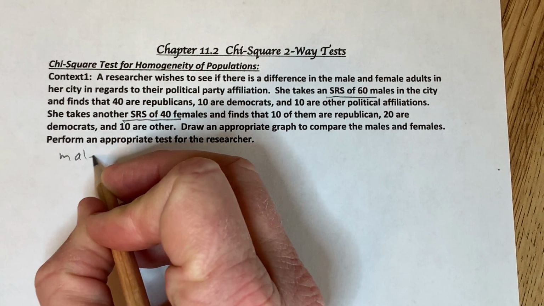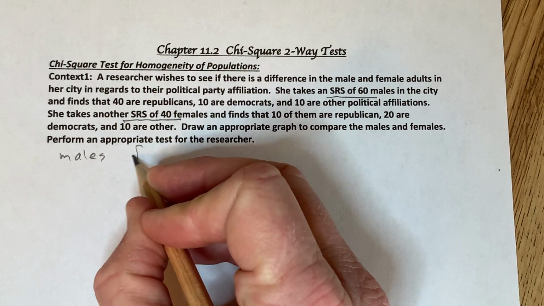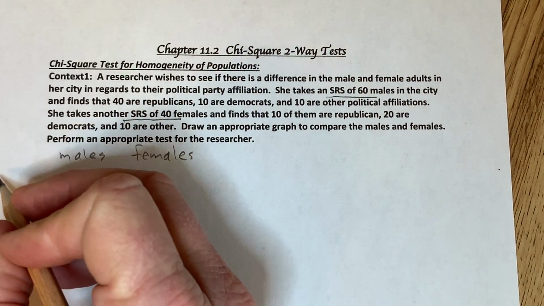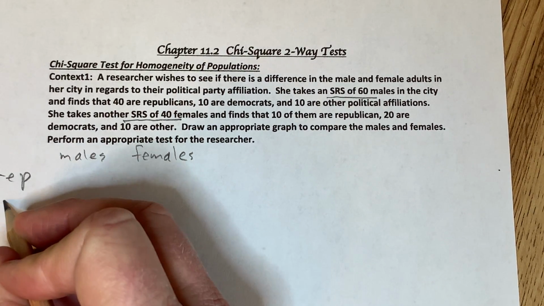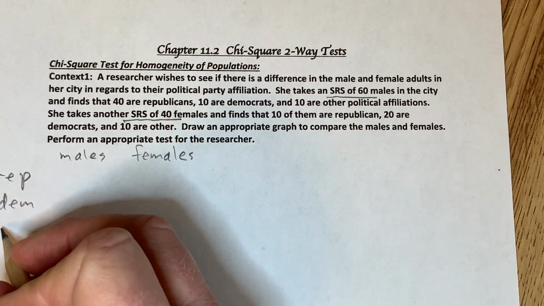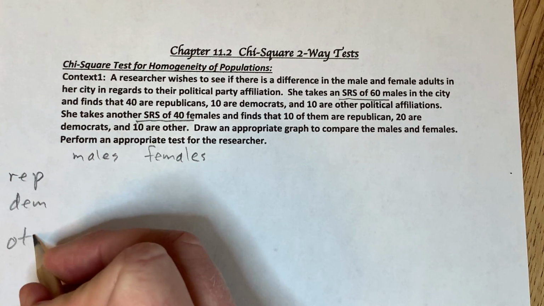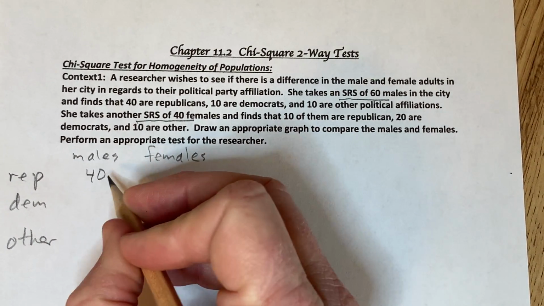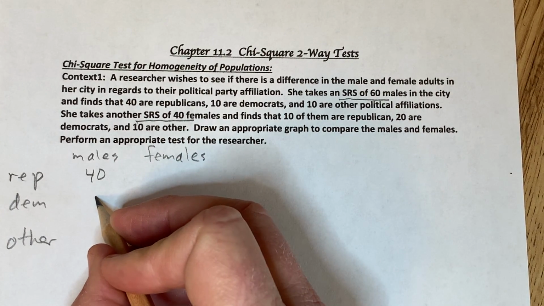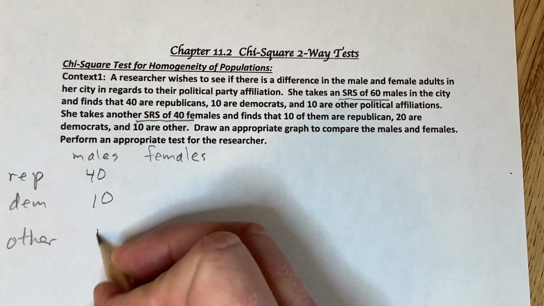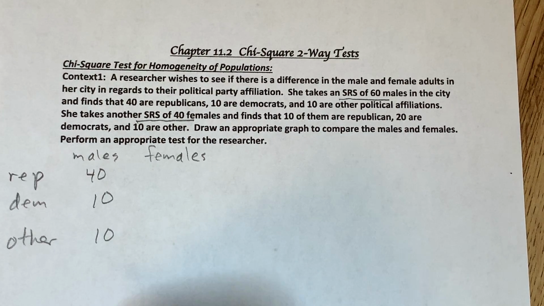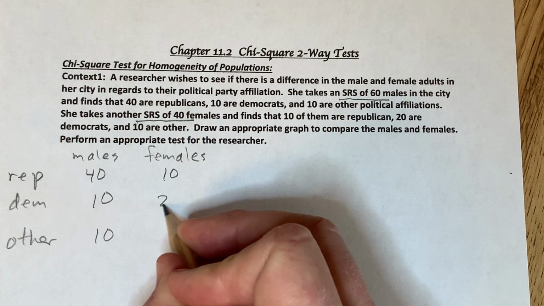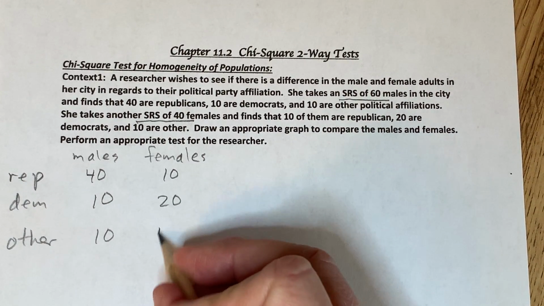So we have males and we have females in this city. Those are our two populations. And we have some that are Republicans, some that are Democrats, and some that are other political affiliations. So we've got 40 male Republicans, 10 Democrats, and 10 other. And then for the females, we've got 10 Republicans, 20 Democrats, and 10 other.